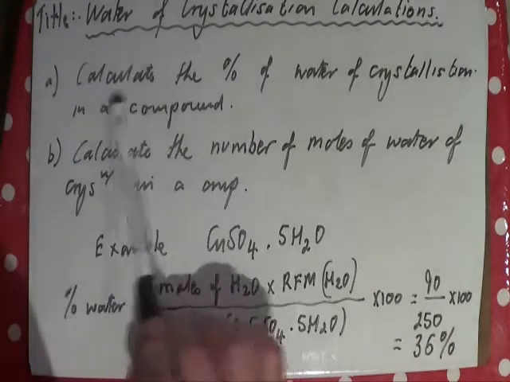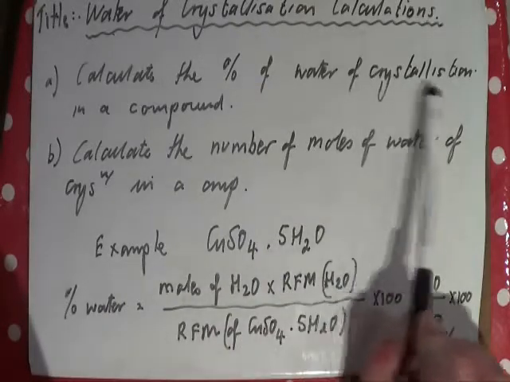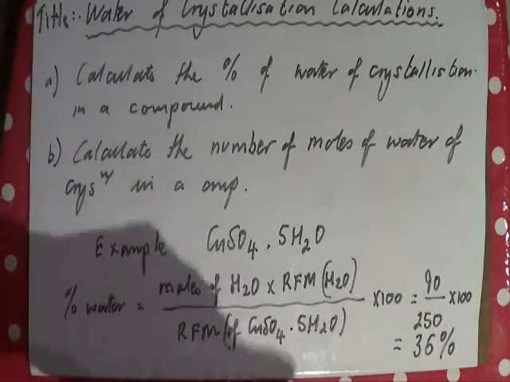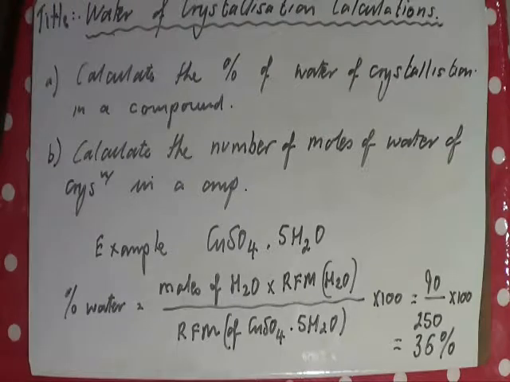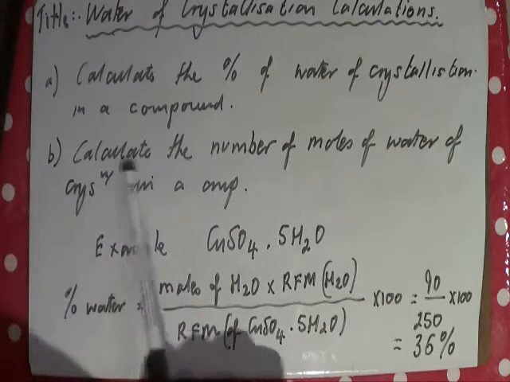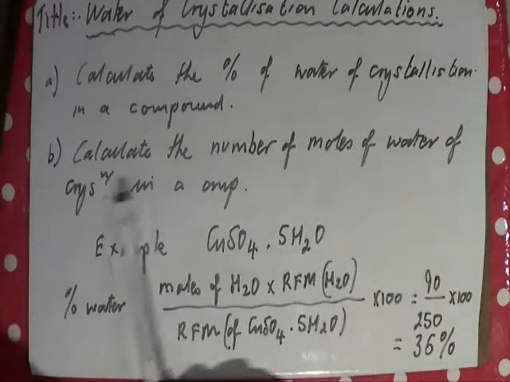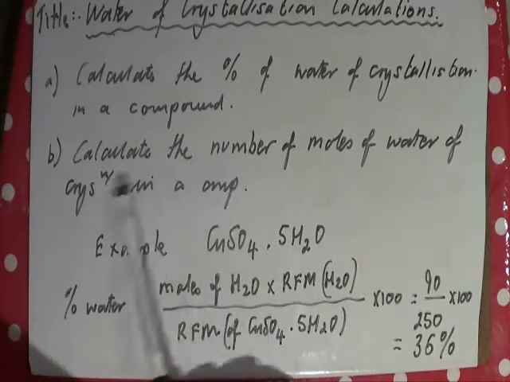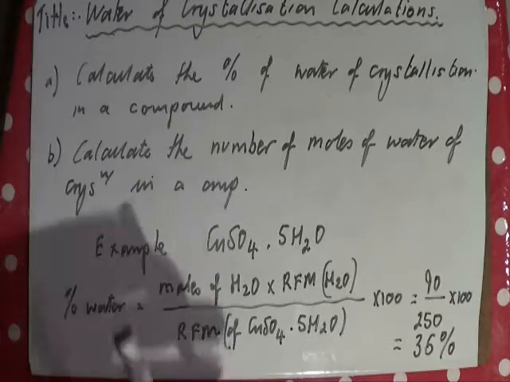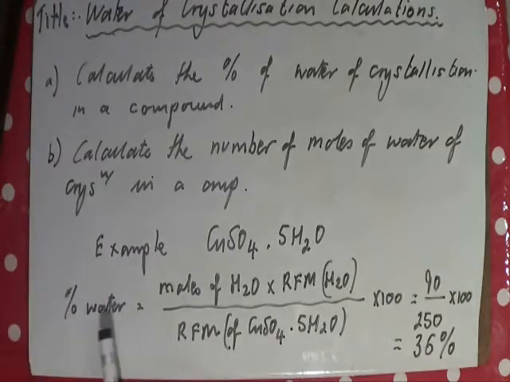The first one is to calculate the percentage of water of crystallization in a compound. So just work out what percentage there is of water in the compound. The second calculation you have to be able to do is to calculate the number of moles of water of crystallization in a compound. That's a slightly more difficult calculation. Okay, so the percentage of water of crystallization is very easy.